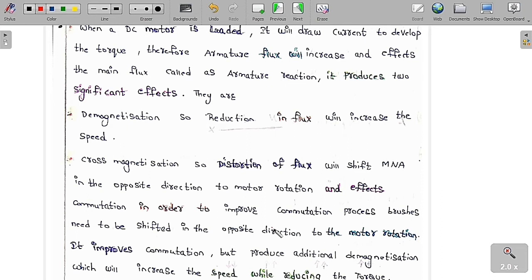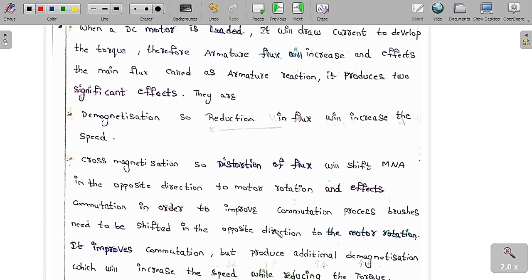They are demagnetization, where there is a reduction in flux, so the speed will increase. Cross magnetization means a distortion of flux, so the MNA will shift from the GNA in the opposite direction to the motor rotation, and it is going to affect the commutation. In order to improve the commutation, we need to shift the brushes to the opposite direction to the motor rotation.